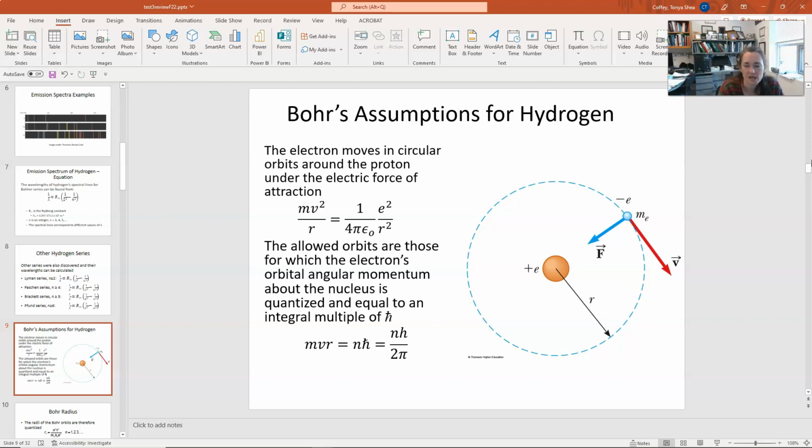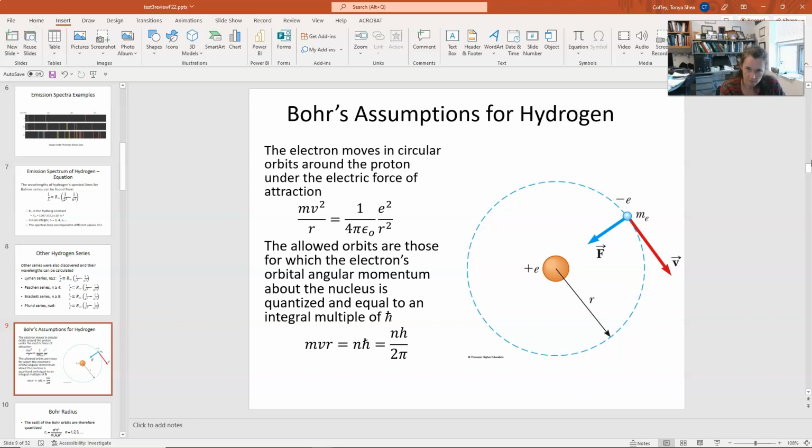So here's what he did. He said that you have this dense central nucleus with a positive charge. For a hydrogen atom, it's just a single proton, so it has a charge of plus e. And that proton is orbited by the electron, kind of similar to how the planets orbit the sun. Okay? So it's got this circular orbit in its path around the proton.